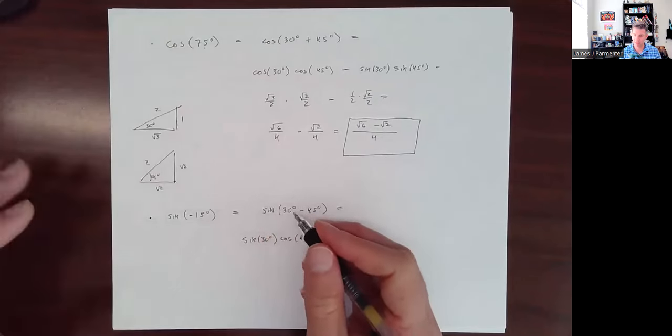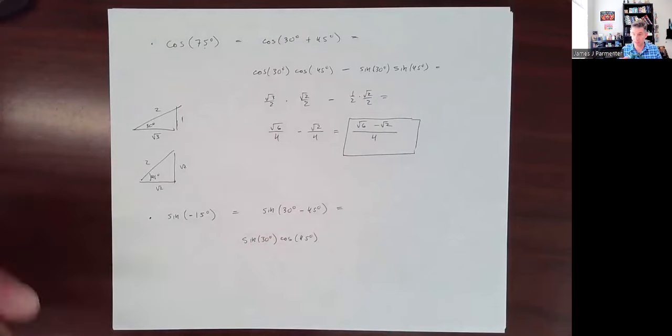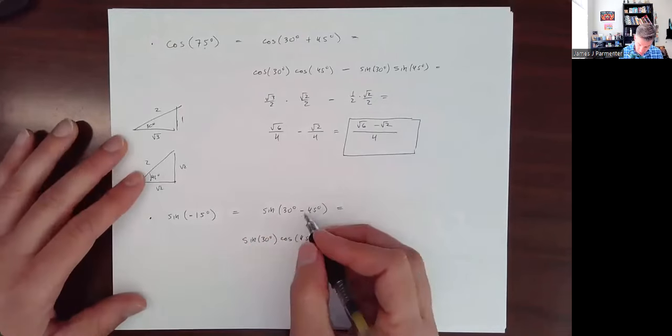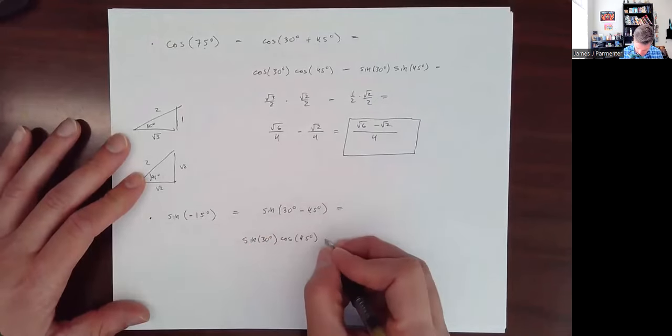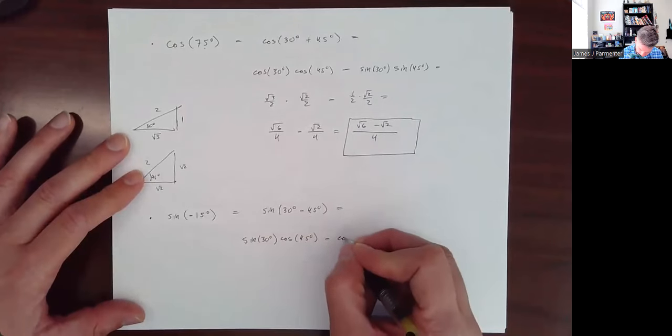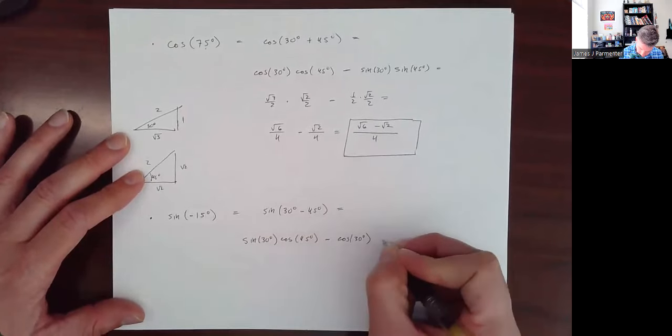I know it's terrible that the trig function sine and the word sine sound the same. The plus or minus is going to stay the same. So it's going to be a minus here. And you're going to get cosine of 30 degrees times sine of 45 degrees.